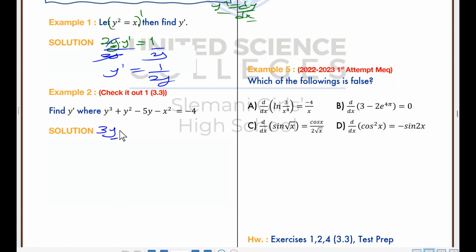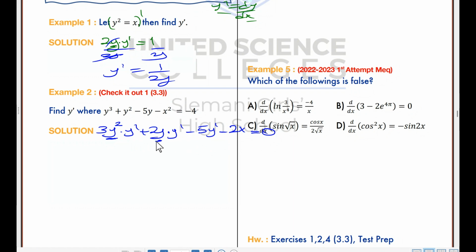3y, derivative of y squared, we decrease the power by 1, times derivative of the base, y prime, plus power rule, 2y, decrease the power by 1, it's 1, times derivative of the base, y prime, minus derivative of 5y, 5, multiplied by derivative of y, y prime, minus derivative of x squared with respect to x is 2x, x prime which is 1, so I'm not writing it, just 2x equals 0.